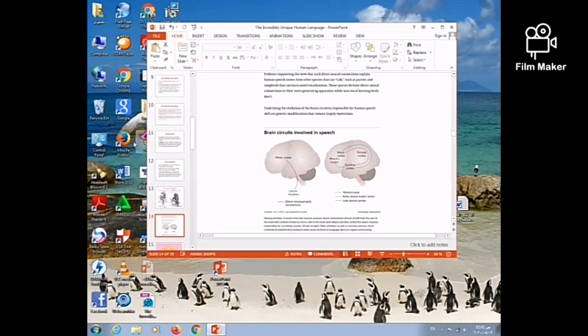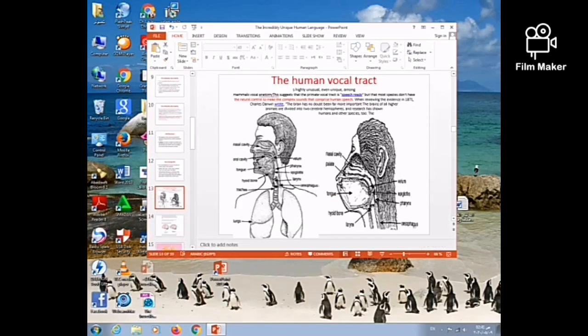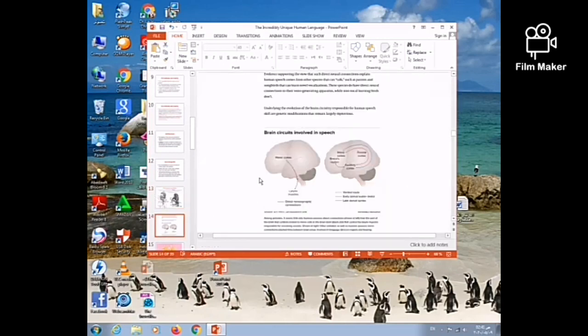So the problem doesn't lie in the vocal tract of either humans or non-humans, to some extent. It lies in the neurological structure, the neural connections and circuits that take place in the human brain, which are not completely developed and evolved in the brain of the apes and other mammals.